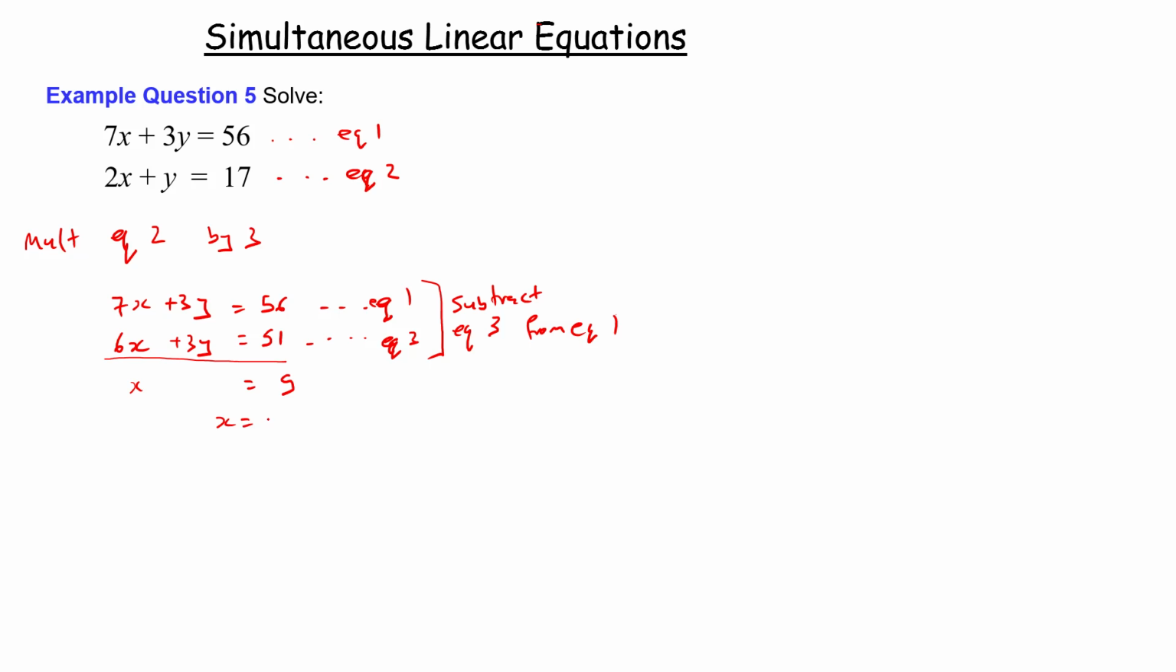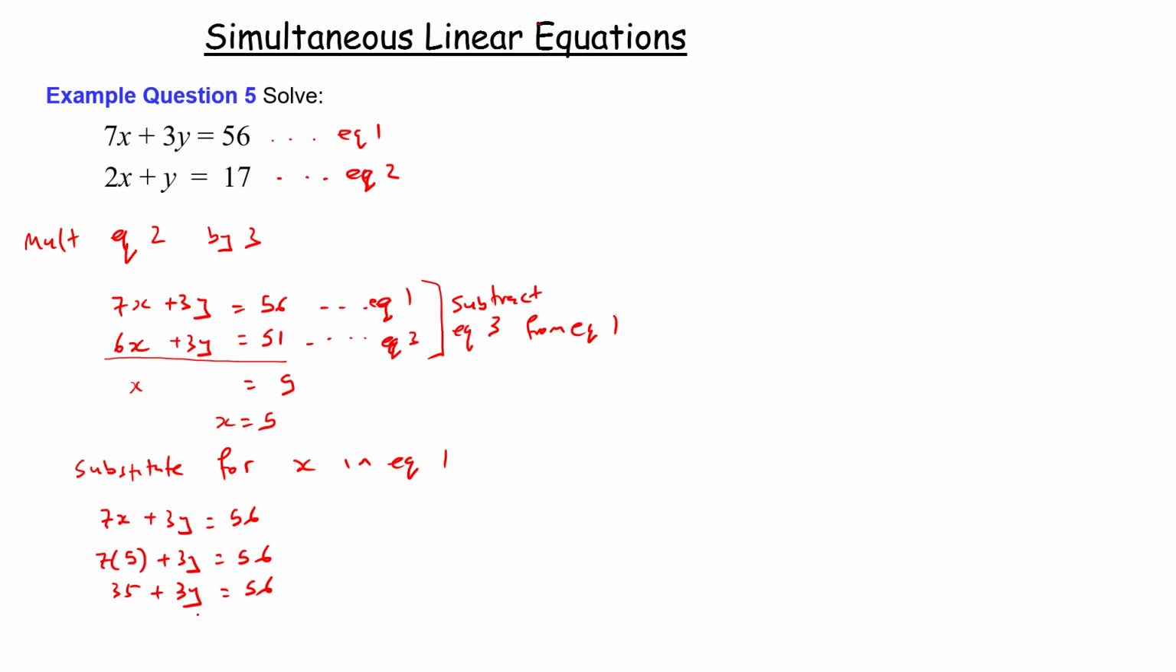So x equals 5. How do I get y? So I'll substitute. Let's write it in full. For x in equation, let's go for equation 1. It's my usual. So equation 1 is 7x plus 3y equals 56. So it'll be 7 times 5 plus 3y equals 56. 35 plus 3y equals 56. So if it's plus 35 on this side, when we move it across the equal sign, it becomes minus 35. So 3y is equal to 56 minus 35.